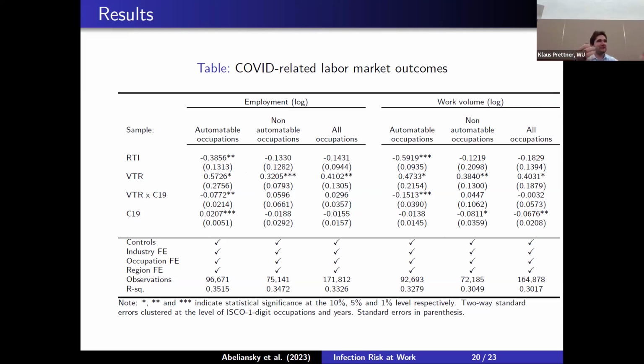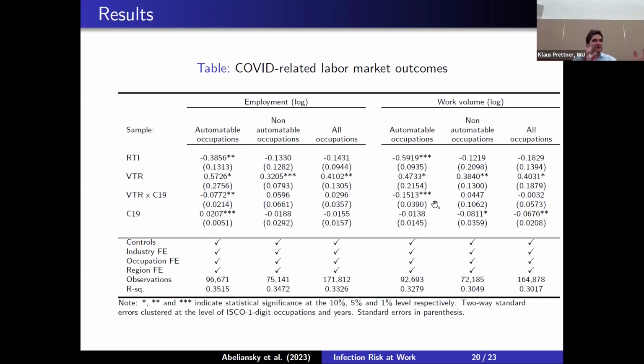So that would hint towards the idea that these Kurzarbeit schemes were effective in containing unemployment, but at the same time you see this, then the results are stronger here. Sorry, can you define work volume? That's hours worked, basically.